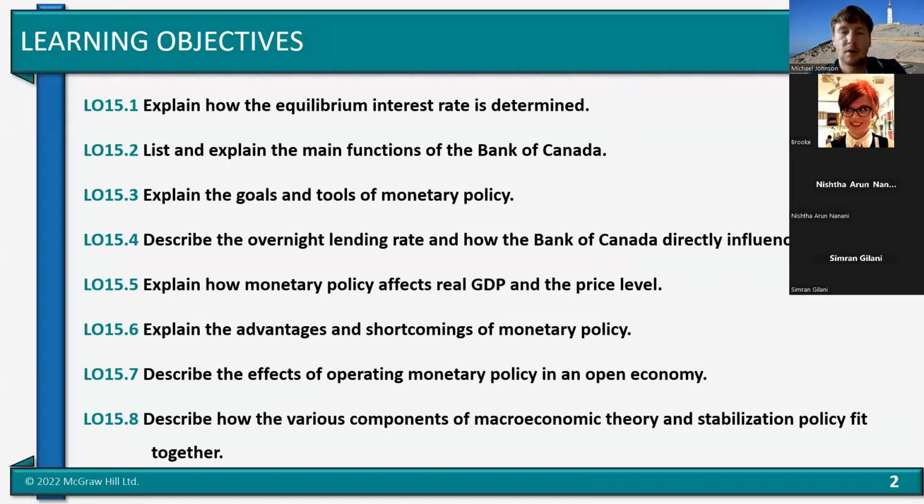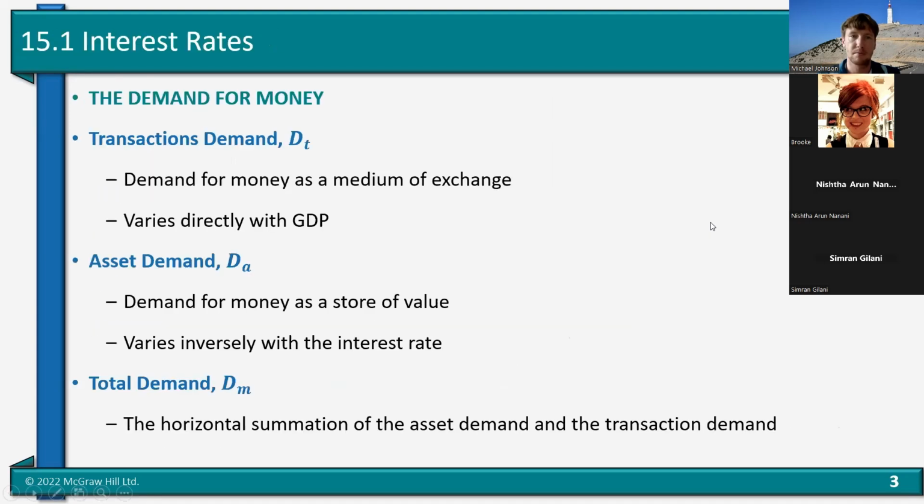So explaining how the equilibrium interest rate is determined, list and explain the main functions of the Bank of Canada, explain the goals and tools of monetary policy, describe the overnight lending rate and how the Bank of Canada directly influenced it, explain how monetary policy affects real GDP and the price level, explain the advantages and shortcomings of monetary policy, describe the effects of operating monetary policy in an open economy, describe how the various components of macroeconomic theory and stabilization policy fit.